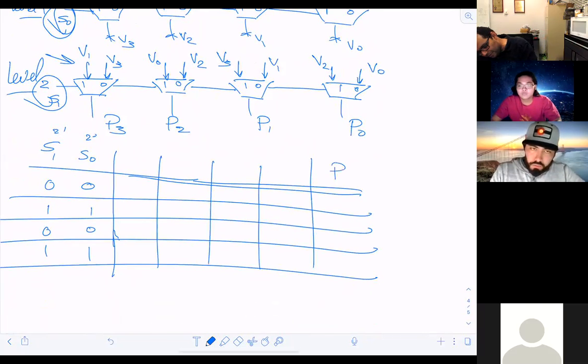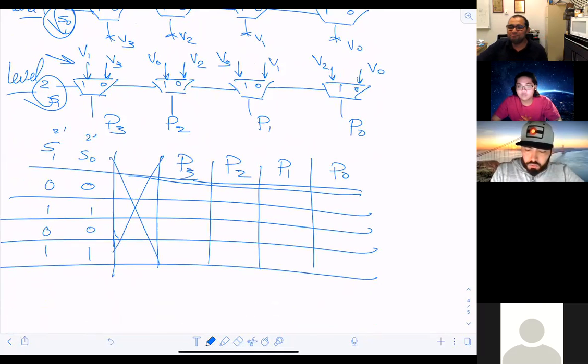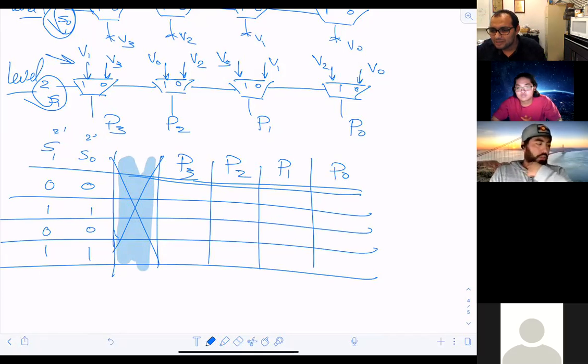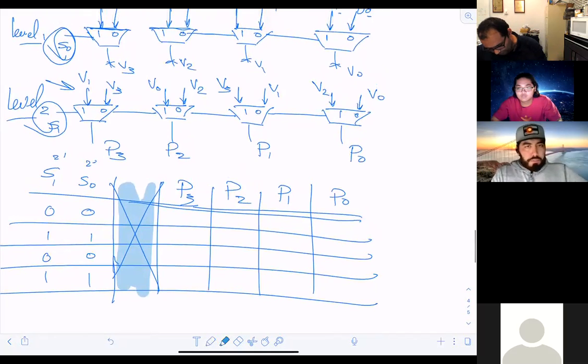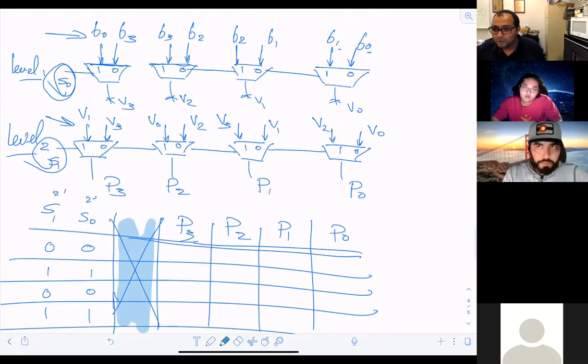It's going to be here P0, P1, P2, P3, and I have no idea why I made this. Maybe because I like colors. Now let's see. If S0 is 0 and S1 is 1, what will happen? Let's see, right? So we're going to have some colors here because I like colors, you know.